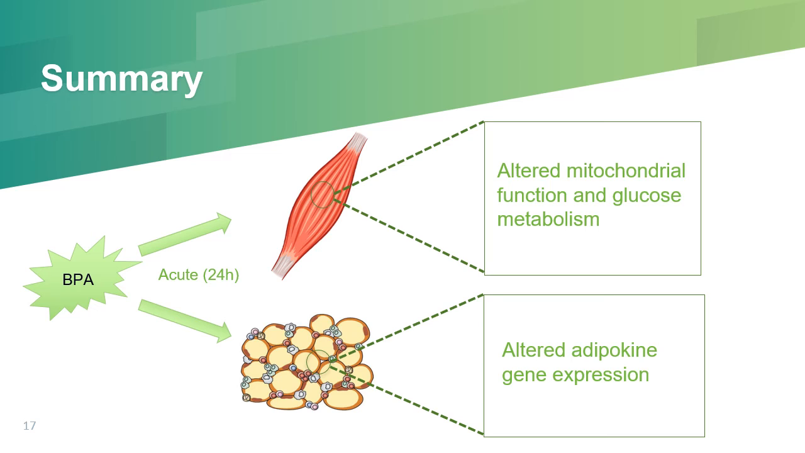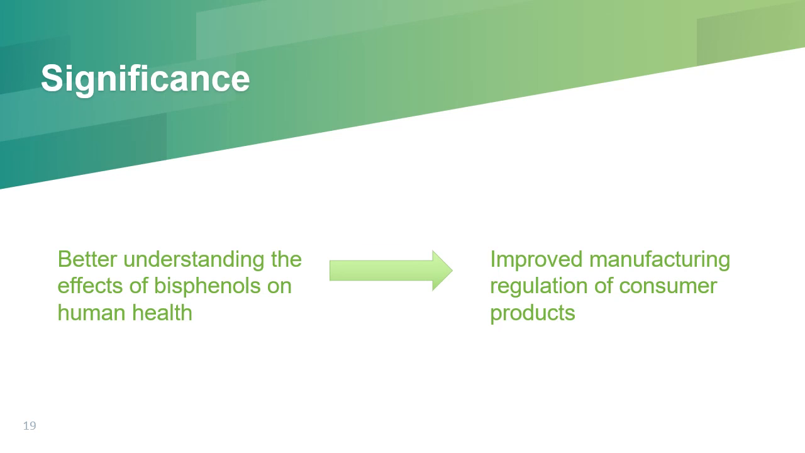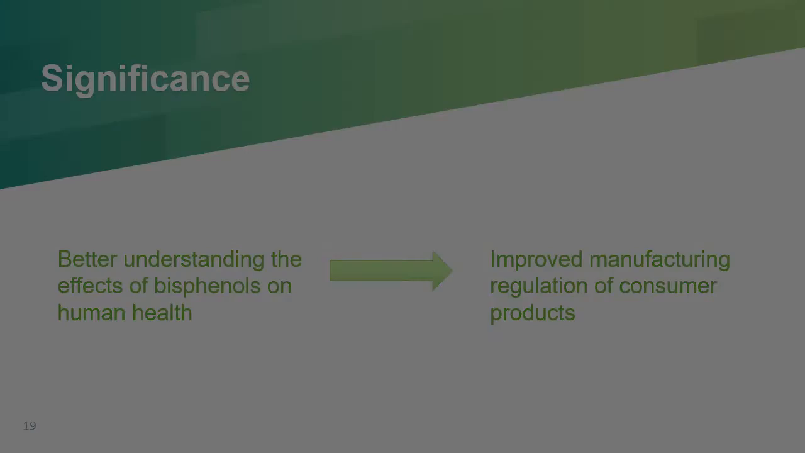To summarize, we show that a 24-hour incubation with BPA is able to alter skeletal muscle metabolism only at high concentrations. However, at physiological concentrations, we see an effect in adipose tissue, which can in turn possibly affect the skeletal muscle. The next step of the study would be to co-culture skeletal muscle and adipose tissue. And the significance of this is to better understand the effects of bisphenols on human health, and this can help aid manufacturing regulations of consumer products.